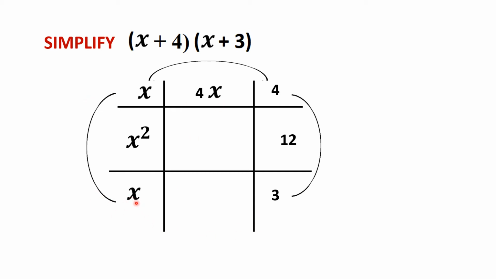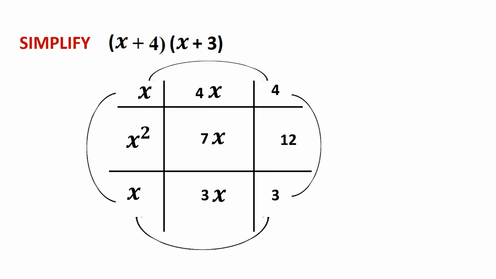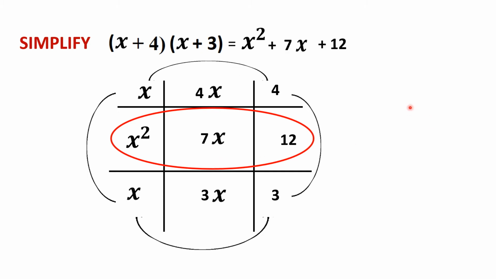Now the leftover one, the down one, is x into 3, or 3 into x. It is 3x. It's done. So in the middle, what do we get now? This 4x and 3x, you add them now. 4x plus 3x is 7x. That's it. So our answer is x squared plus 7x plus 12.